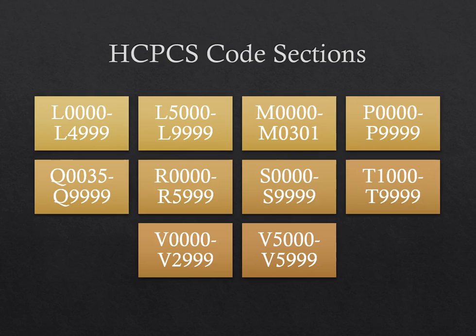These are known as national T codes established for state Medicaid agencies. Next up, V0000 through V2999. Here are vision services, and then V5000 through V5999. These are your codes for your hearing services.